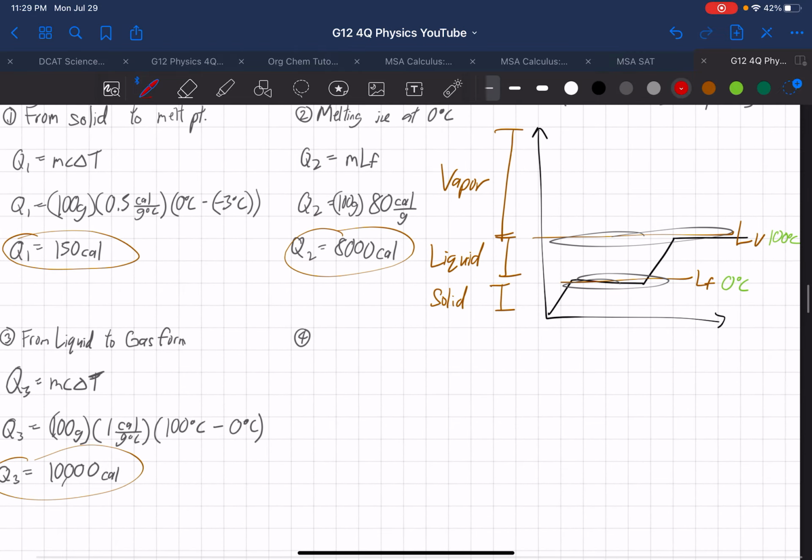Okay. 540 what? What's the unit again? Calories over grams. So cancel the gram unit. We have calories as the unit for the final answer. 54,000 calories. That's a lot. And finally, number 5.